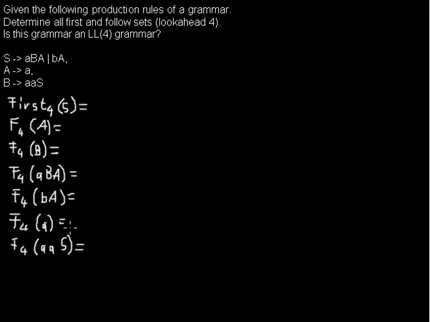Let me do the easy one first. The first set of any terminal string is of course just the terminal string, so in this case it's A. And I wanted to calculate the first set of length 4. But if I have a terminal string that's shorter than 4, then I just write down the terminal string. So it's just not longer than that, but that's okay like this.